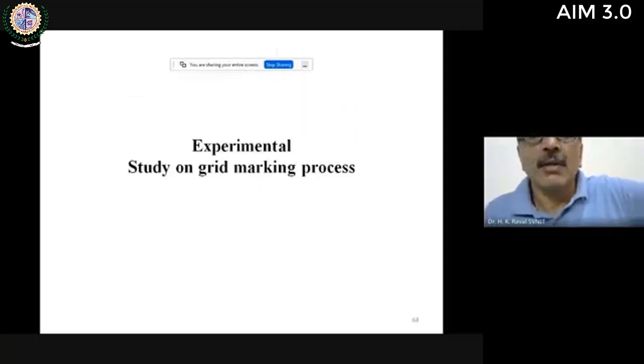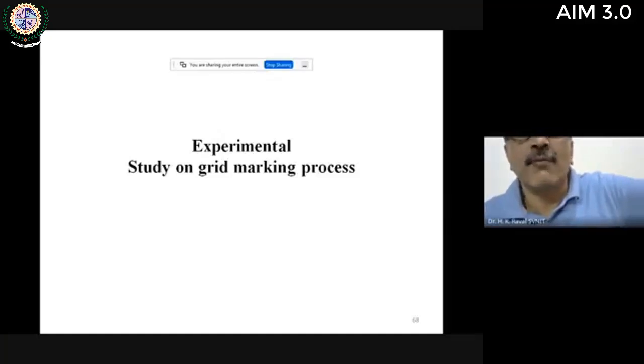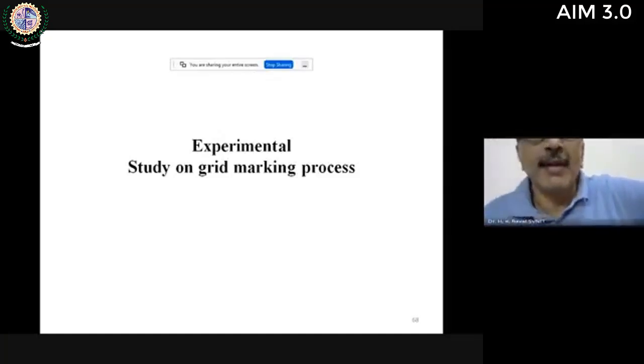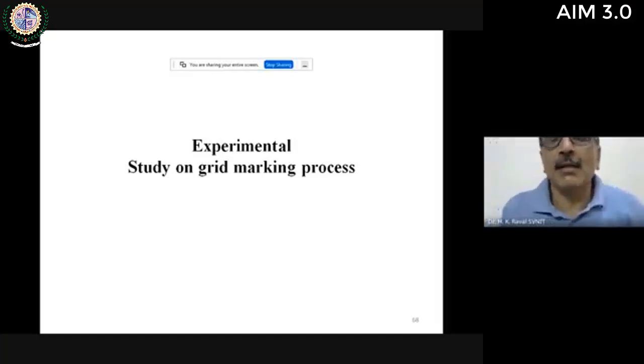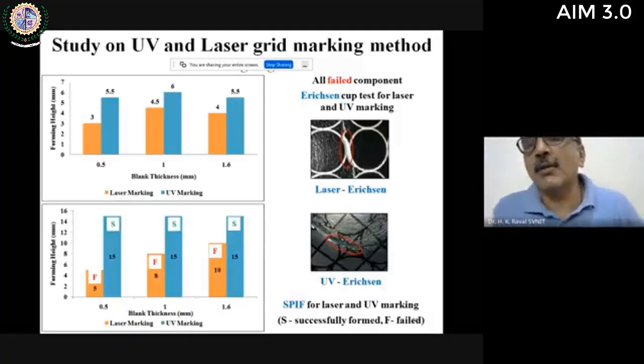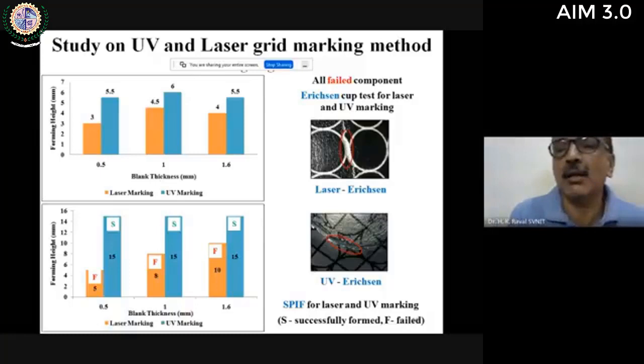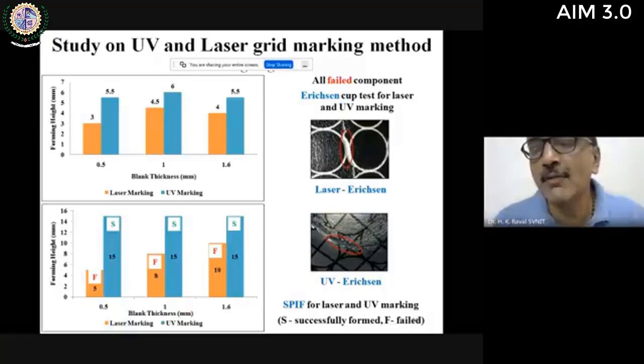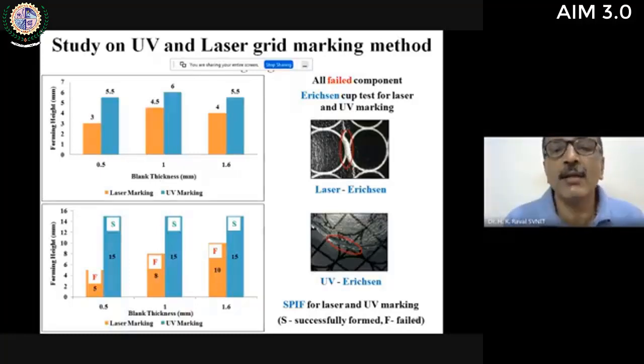So then to estimate the strain, actually our focus was to have an FLD analysis also. We did some grid marking on the sheet, and we did study the effect of grid marking, types of grid marking or process of grid marking on the overall performance. We marked the grid using the ultrasonic UV marking as well as laser marking, and we did the comparison.